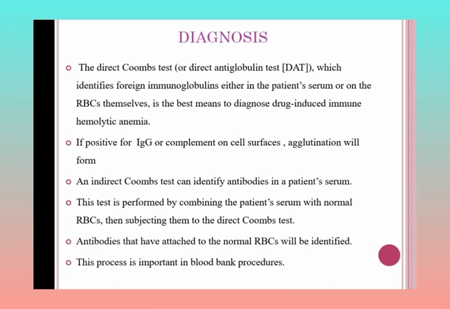There is also an indirect Coombs test. It identifies antibodies in the patient's serum. This test is performed by combining the patient's serum with normal RBCs, and then subjecting it to the direct Coombs test. Antibodies that have attached to the normal RBCs will be identified. This procedure is also very important in blood bank procedures, where the storage of blood is one of the main features.